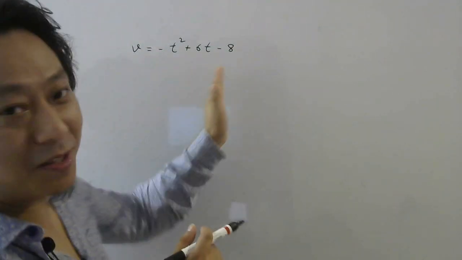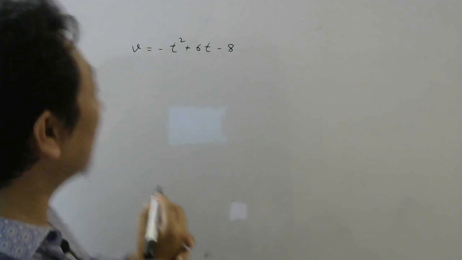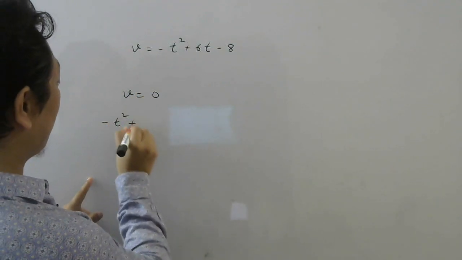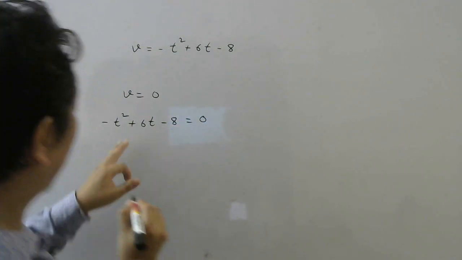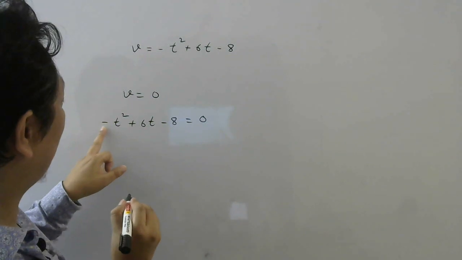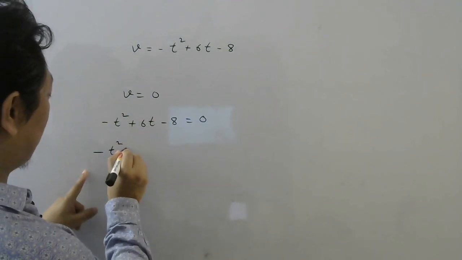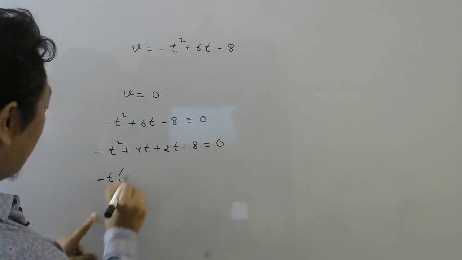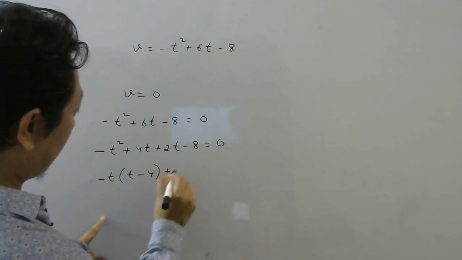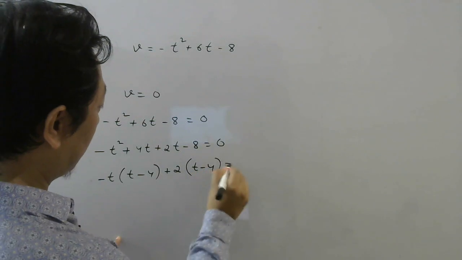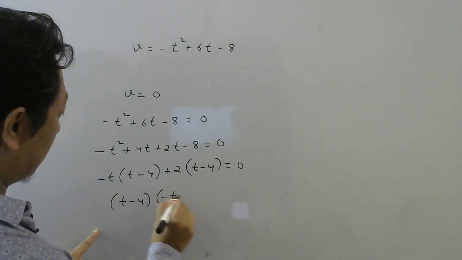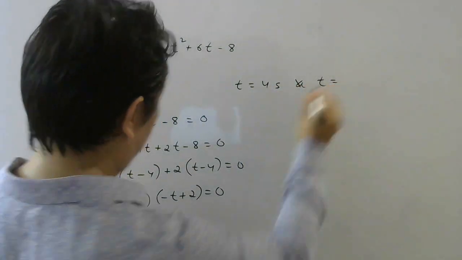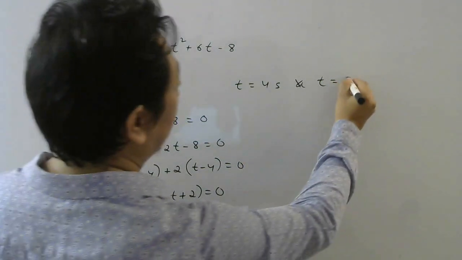Let us try the same question if this was the formula for velocity. I'll try to do this graphically. First I will find the points where velocity is 0. So for velocity to be 0, minus t square plus 6t minus 8 should be 0. Now this is a quadratic equation. The product is 8 and the sum is 6, so 6t should be split into 4t plus 2t. Then we can take minus t common, so t minus 4, because minus minus will be plus, and here I can take 2 common, so t minus 4 times minus t plus 2 equals 0. That means the first solution is t equal to 4 seconds, and the second solution is t equal to 2 seconds.